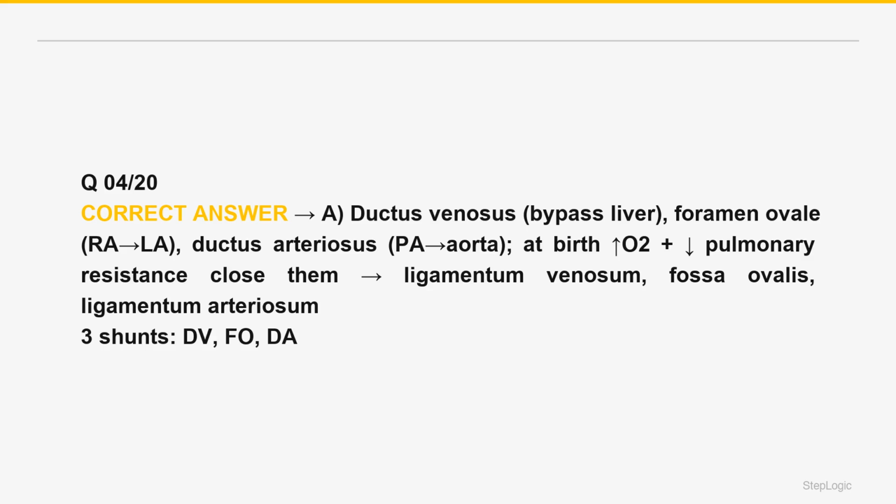Note prostaglandins keep it open, so indomethacin closes a PDA. The ductus venosus becomes the ligamentum venosum. The umbilical vein becomes the ligamentum teres. Umbilical arteries carry deoxygenated blood to the placenta. The ductus venosus, foramen ovale, ductus arteriosus shunt set closing at birth is correct.